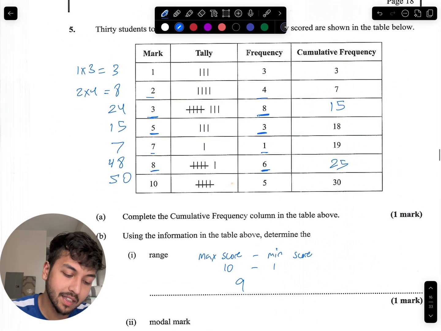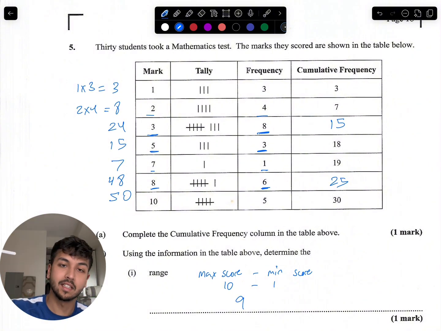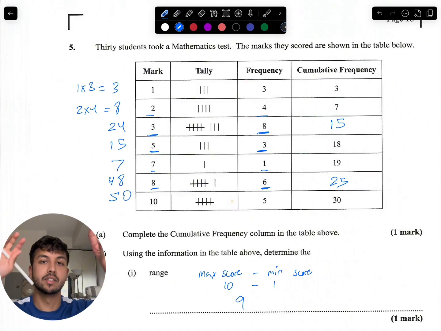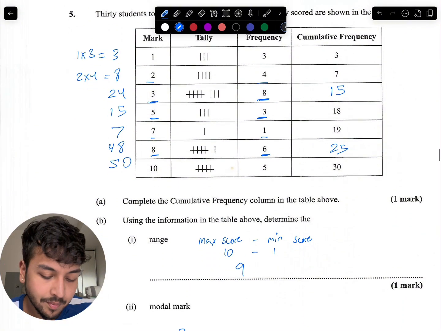So whenever you see a table like this with a mark, or whatever, and a frequency, and you want to find the mean, you have to find for each thing, what is the frequency, multiply it, add all the things up together, and that gives you the total, and divide that by the frequency.